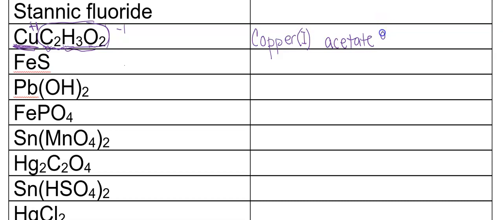It also has a second name, so in our practice, make sure that you're practicing both. Copper 1 is also known as cuprous, and we don't use the word ion. That's just including what it is without the actual full name, cuprous acetate.